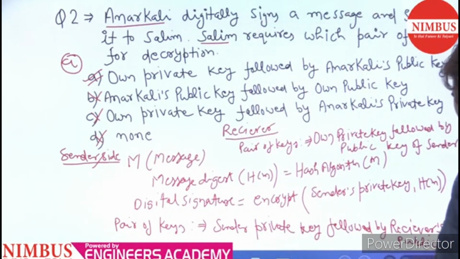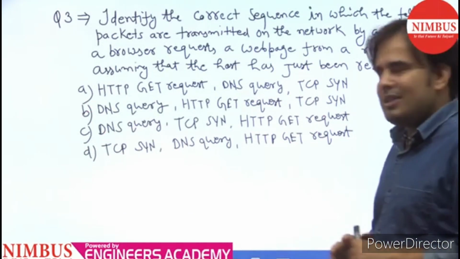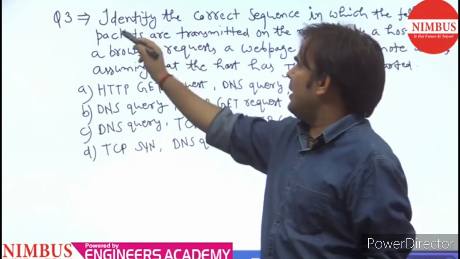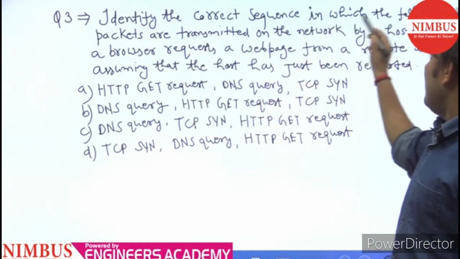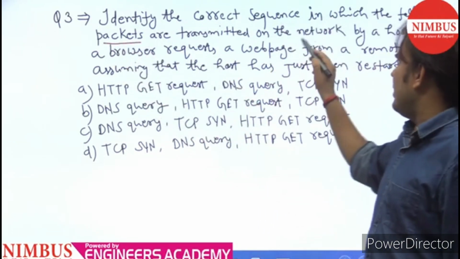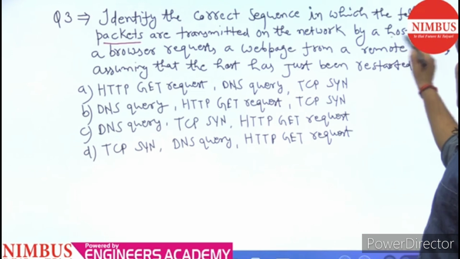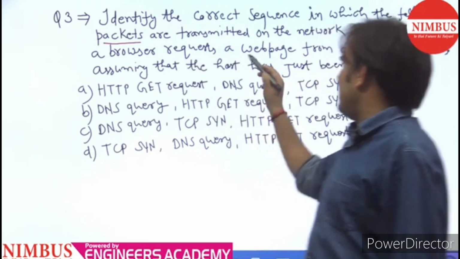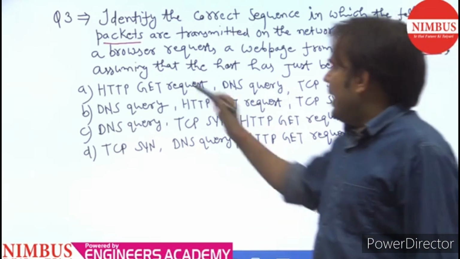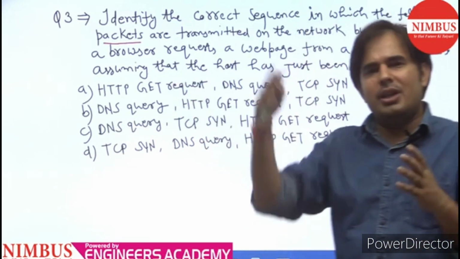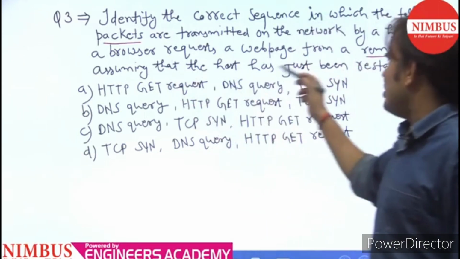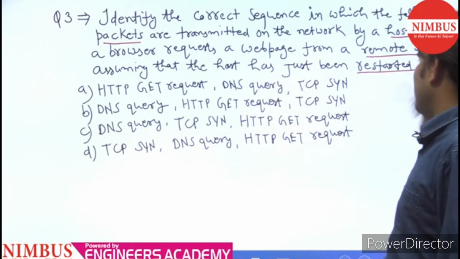So let's see question number 3. What it is saying and what it is asking from you. Very good question. Read the question: identify the correct sequence in which the following packets are transmitted on the network by a host when a browser requests a web page from a remote server. Remote server means the server is present over a distance. Assuming that the host has just been restarted.